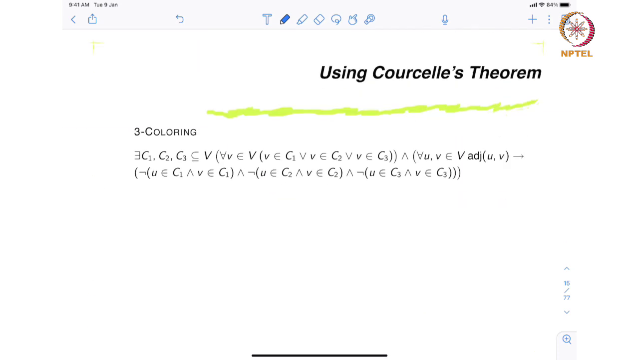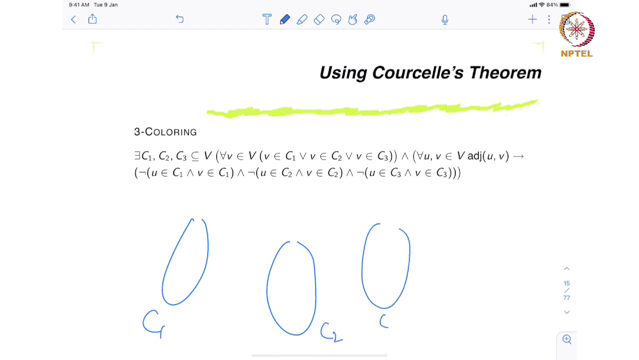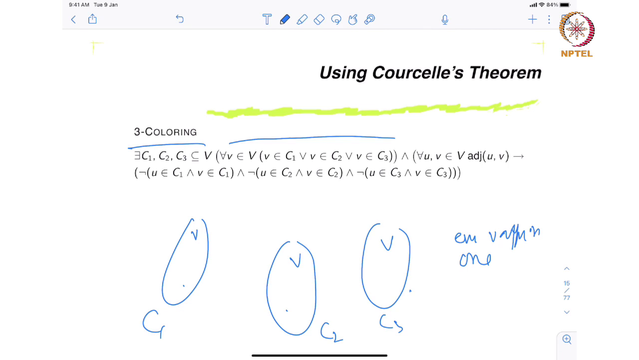Okay. So look at 3-coloring. What are we saying? That there exist C1, C2, C3, which are subsets of V. And now what are we saying? For every v in V, v either belongs to C1 or v belongs to C2 or v belongs to C3. So the first part tells us the existence of these subsets. The third part tells us every v appears in some part, maybe in more than one.